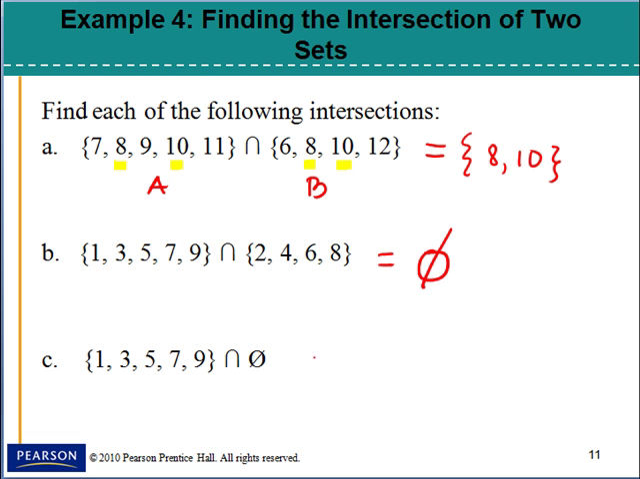Okay. Let's try part C. We're looking for the intersection between this set and the empty set. Well, empty means there's no element, it has nothing in it. Between this set and the empty set, there is nothing in common because I don't have anything here to match with this set. So our answer is empty. I have nothing in common between the two sets.